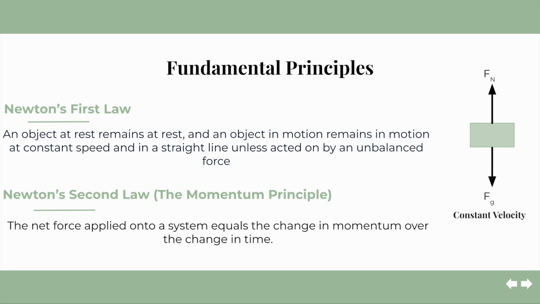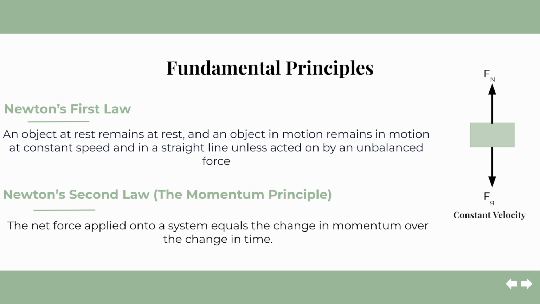Newton's first law says that an object at rest remains at rest and an object in motion remains in motion at a constant speed in a straight line unless acted on by an unbalanced force. We can see this in the diagram to the right, where the normal force and the gravitational force cancel each other out, leading to constant velocity based on Newton's first law.